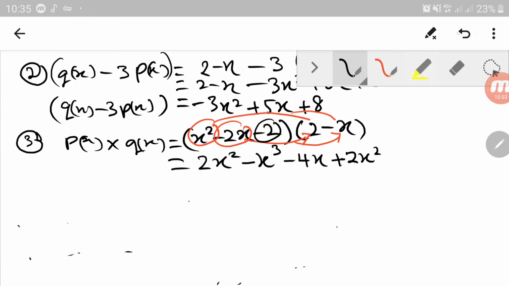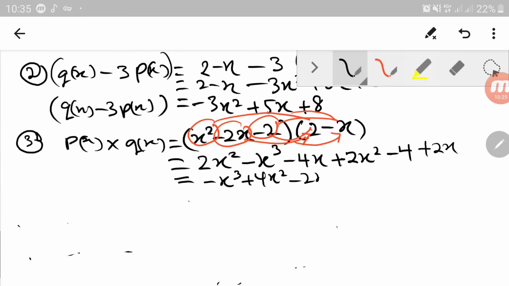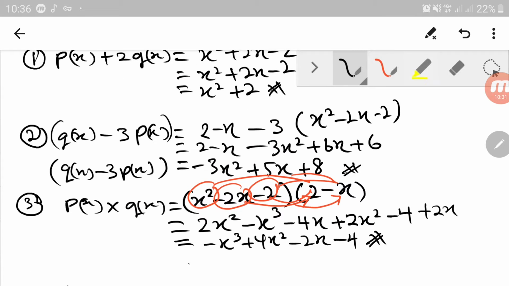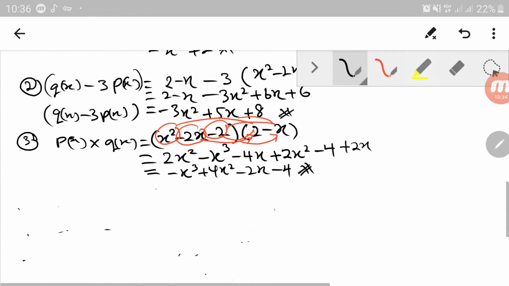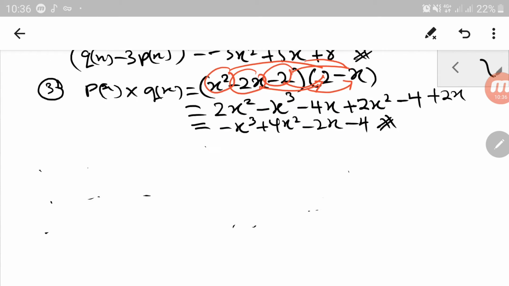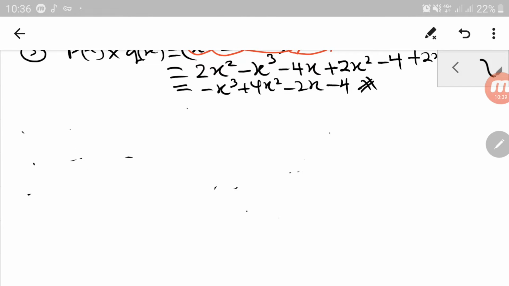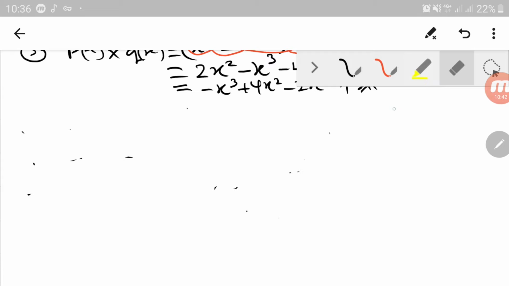And then the last one, minus 2 with 2 is minus 4, minus 2 with minus x is plus 2x. Okay, and then we have 4x. Sorry, we have a cube, minus x cube plus 4x squared minus 2x and minus 4. So this is the multiplication, this is the subtraction, and this is the addition, summation. So just do it one by one. Properly expand them.